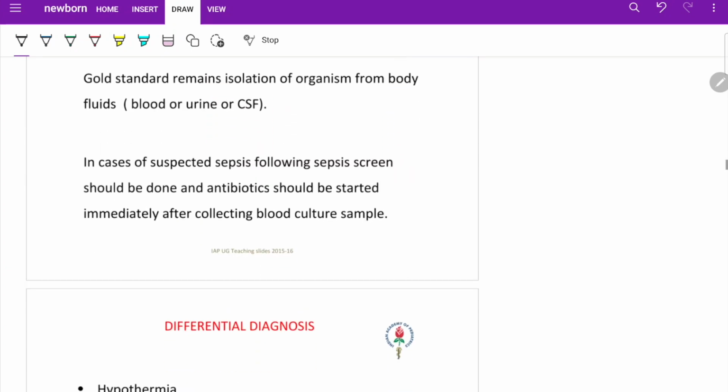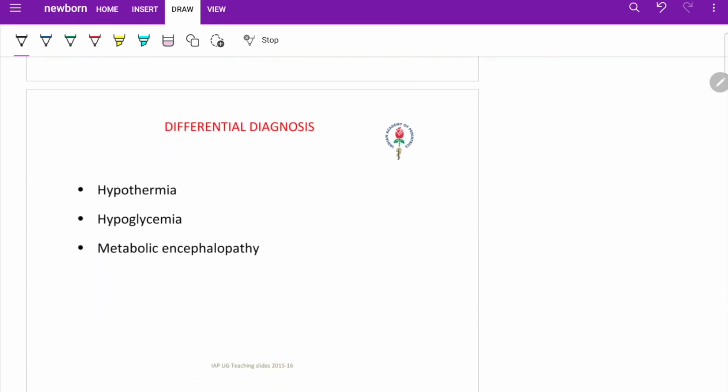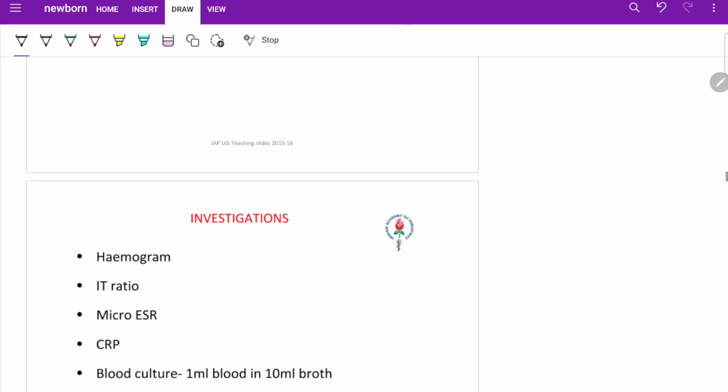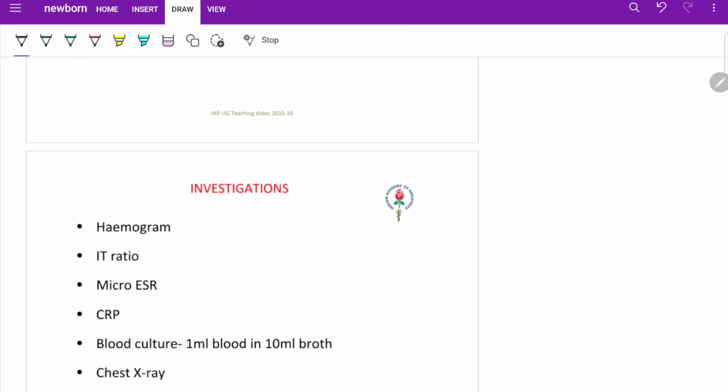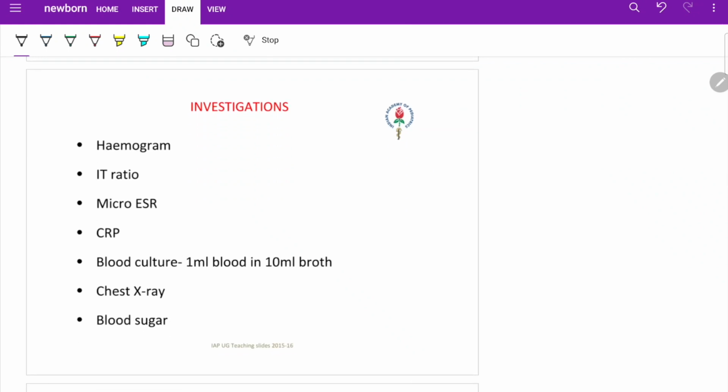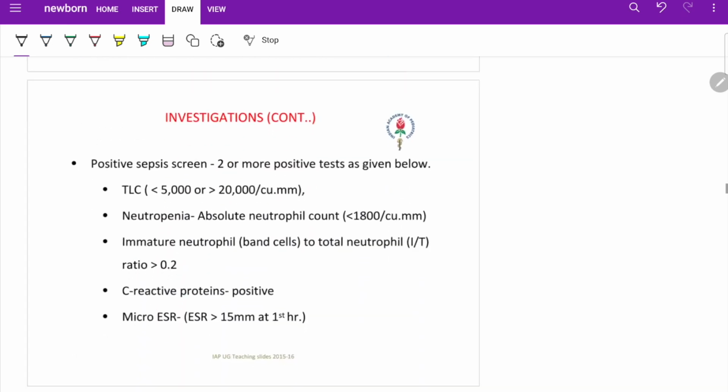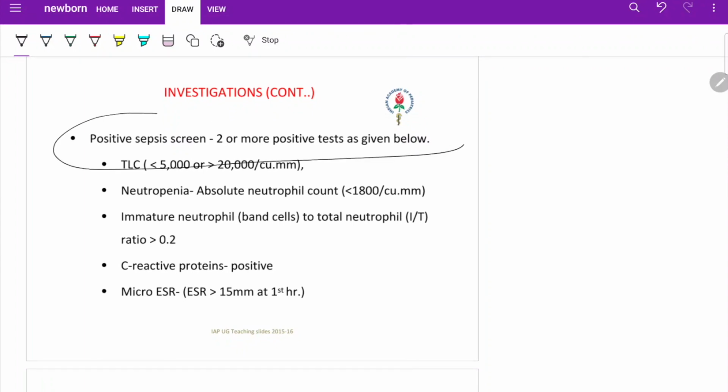Diagnosis, I already told you how to diagnose. Differential diagnosis: you are going to have hypothermia, hypoglycemia, metabolic encephalopathy. Now coming to the investigations, you are going to go for a hemogram. So hemogram, IT ratio, micro ESR, I have already said all these. Besides these, as supportive, you are going to go for a chest x-ray and blood sugar, and lumbar puncture sometimes. This is positive sepsis screening.